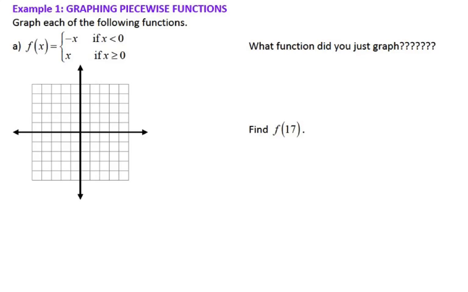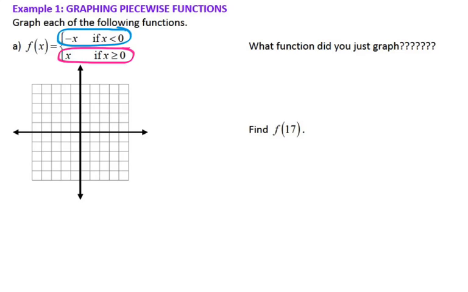Okay, so first things first, what is a piecewise function? A piecewise function takes more than one function and graphs it on the same grid given restrictions on the domain. So here's what I mean by that. If you look at your function, you have f of x equals negative x if x is less than 0, and you have f of x equals x if x is greater than or equal to 0. So we have two functions. We have negative x if x is less than 0, and we have x if x is greater than or equal to 0. So we have two scenarios based upon your x, if it's less than 0 or if it's greater than or equal to 0.